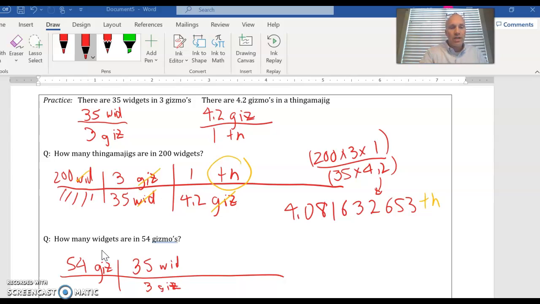So you take these numbers. It would be 54 times 35 divided by 3. You just plug those numbers in your calculator, and that would give you the answer. All right, so we'll practice that, and we'll apply it to chemistry pretty soon.